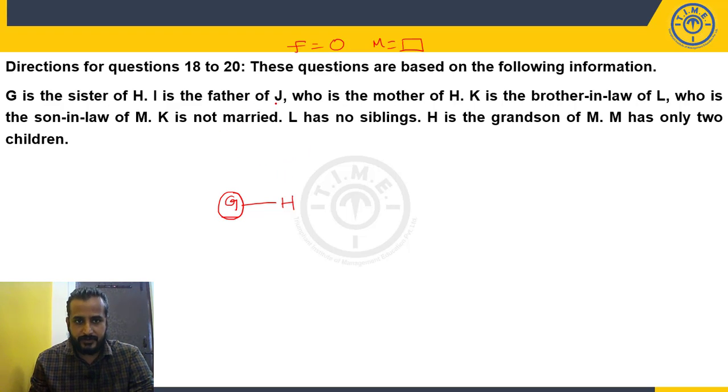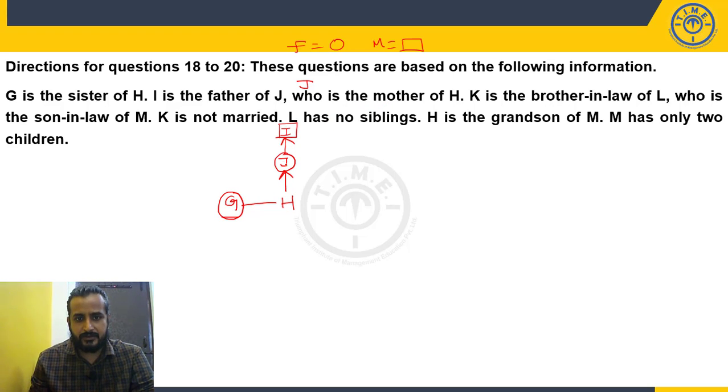I is the father of J. Can you combine with this family tree? No. Who is nothing but J is the mother of H. Now you can combine. J is the mother of H. H is here. Mother will be above generation. So J is the mother to whom? H. And I is the father of J. So I will be in the above generation and male because I is father to J. Okay. Till here it is fine.